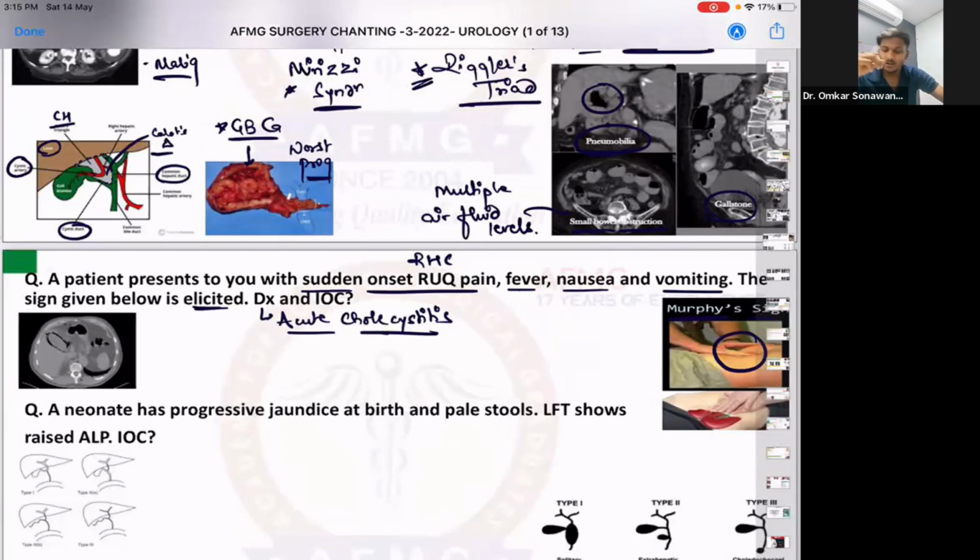Very good. And if stone is not the cause, then it is called acalculous cholecystitis. It is due to various other conditions. Acalculous cholecystitis can be seen.